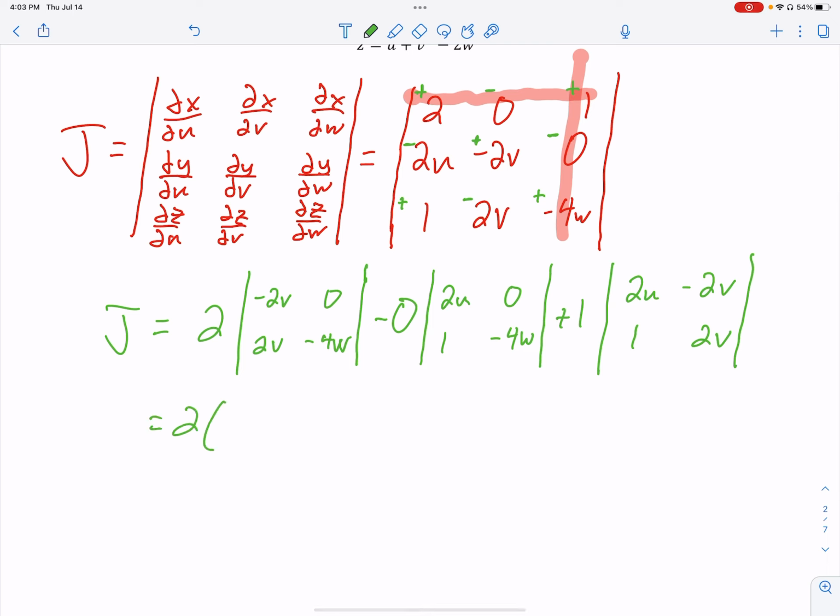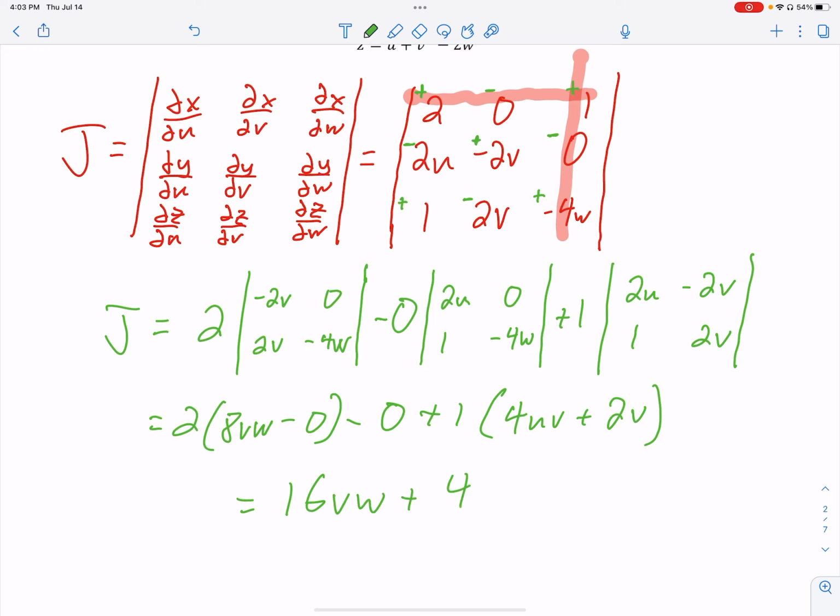Okay, so 2 times 8vw minus 0, minus 0, plus 1 times 4uv plus 2v, and we get 16vw plus 4uv plus 2v. That is the Jacobian. This is what we would add to our integral, right? And we'd throw it in parentheses because we're going to multiply it all by it. But that's how you simply find a Jacobian.